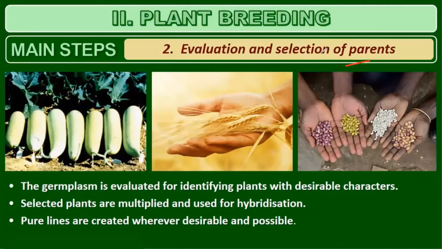The second step is evaluation and selection of parents. The germplasm is evaluated for identifying plants with desirable characteristics. Selected plants are multiplied and used for hybridization. The pure lines are created wherever desirable and possible.